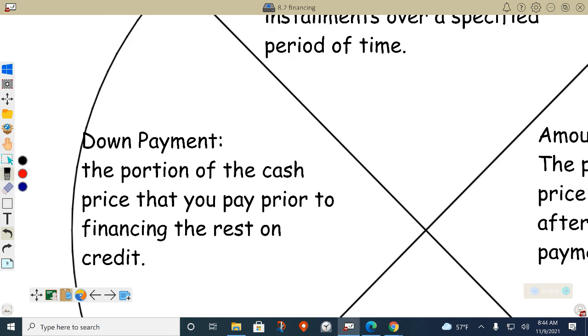The bigger the down payment, the lower the installment payments. Obviously, you're not going to finance as much. The down payment is the portion of the cash price that you pay prior to financing the rest on credit.